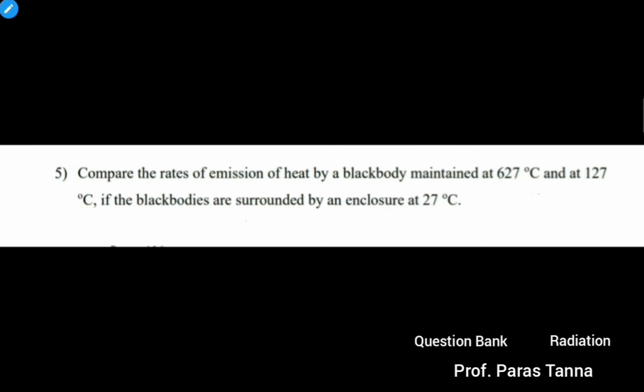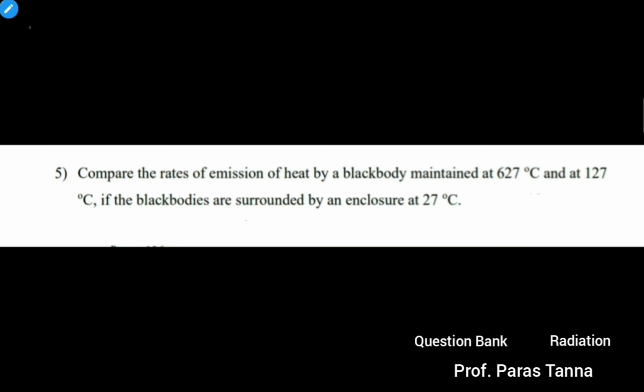Chapter Radiation, short answer question number 5. Compare the rates of emission of heat by a black body maintained at 627 degrees Celsius and at 127 degrees Celsius, if the black bodies are surrounded by an enclosure at 27 degrees Celsius.